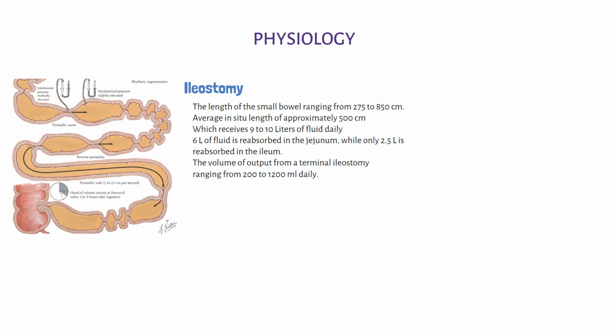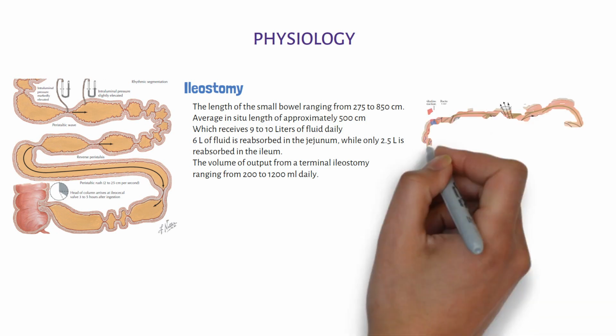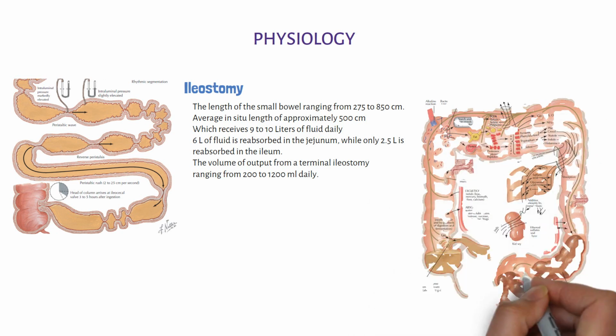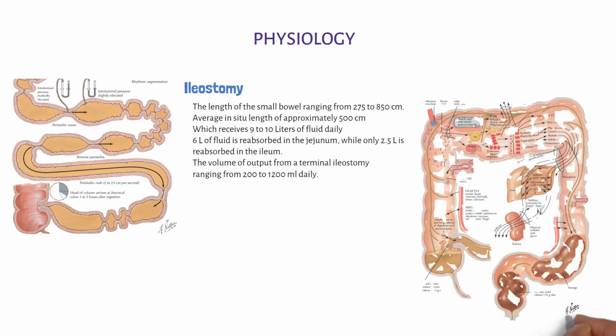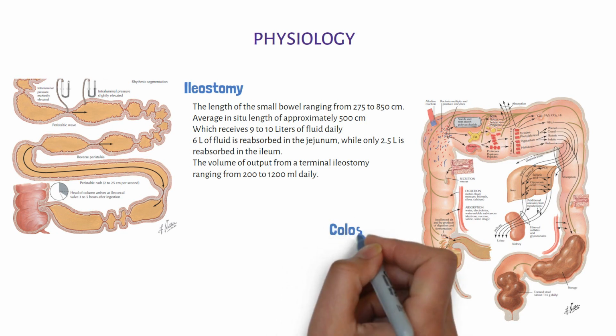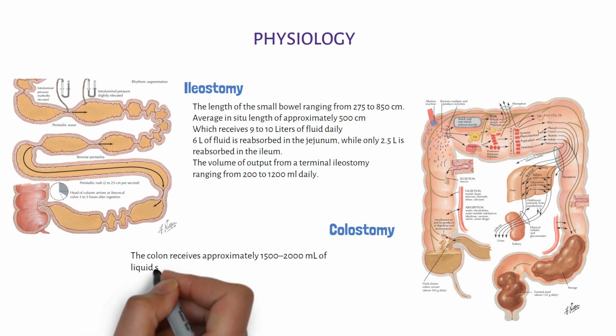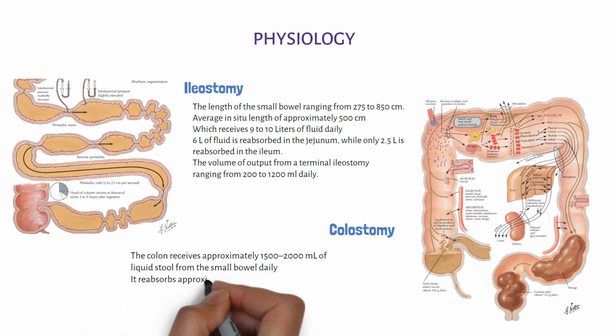Most of the nutritional absorption from the small intestine occurs within the first 150 centimeters, as nearly 6 liters of fluid is reabsorbed in the jejunum, while only 2.5 liters is reabsorbed in the ileum. The volume of output from a terminal ileostomy can vary greatly, ranging from 200 to 1200 milliliters daily. The colon receives approximately 1500-2000 milliliters of intestinal fluid from the small intestine. It absorbs 90% of the water and excretes 100-150 milliliters of water with solid feces.